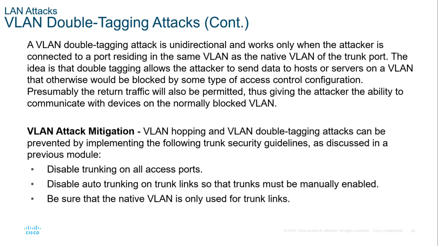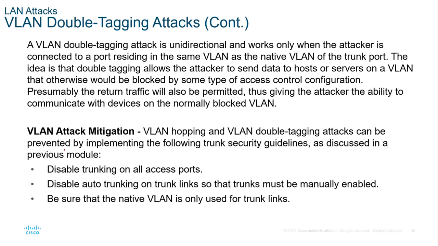So the VLAN double tagging attack is unidirectional and works only when the attacker is connected to a port residing in the same VLAN as the native VLAN on the trunk port. So the idea is that double tagging allows the attacker to send data to hosts or servers on a VLAN that otherwise would be blocked by some type of access control configuration.